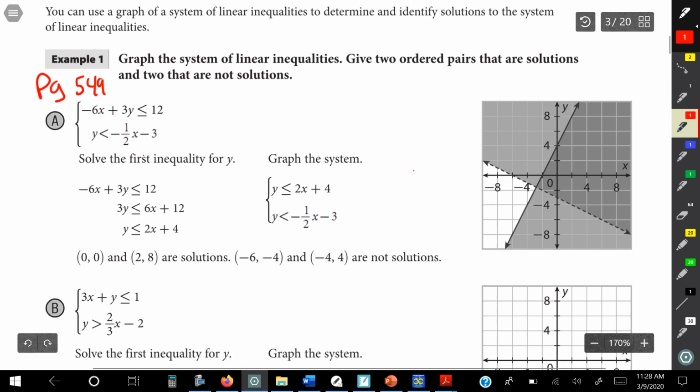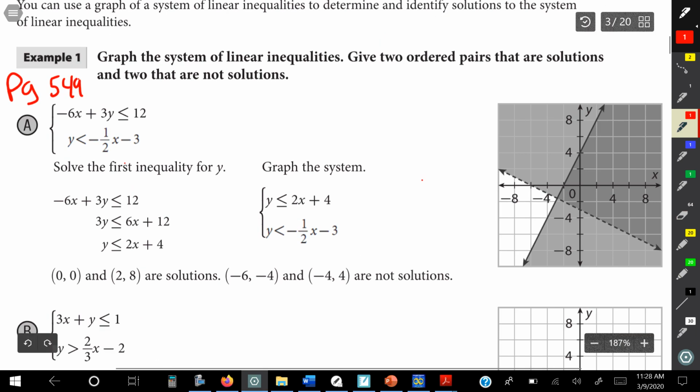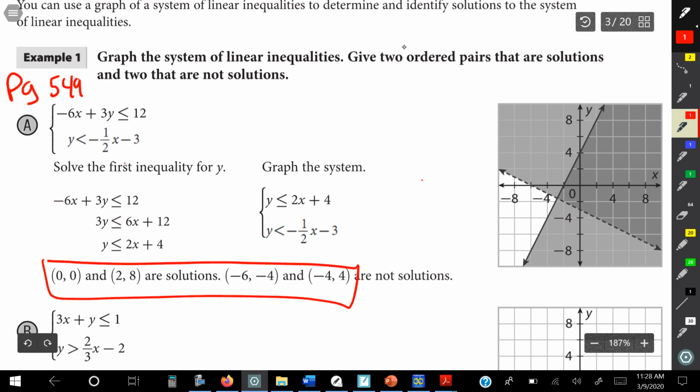One is already done for you, but I don't want you to go to the trouble of trying to figure out what points are in or out. Just understand that the part of the region that's shaded in twice is the solution. Okay, so let's take a look at this first example.